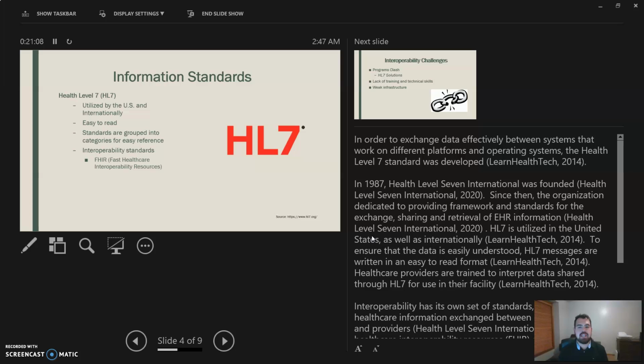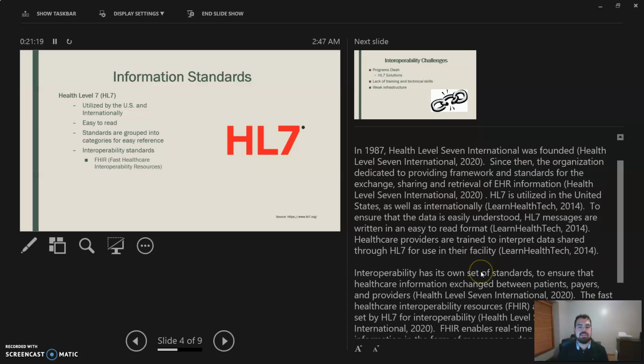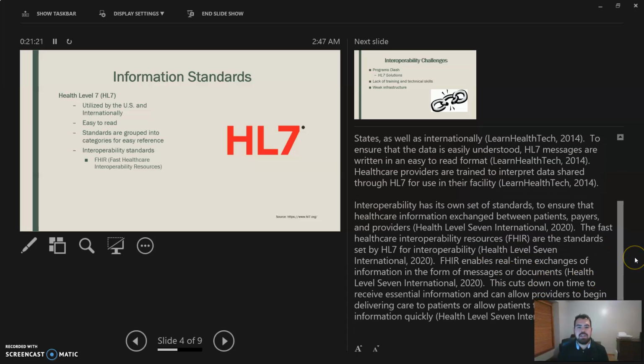To ensure that the data is easily understood, HL7 messages are written in an easy-to-read format, and healthcare providers are trained to interpret data shared through HL7 for use in their facility. Interoperability has its own set of standards to ensure that healthcare information exchanged between patients, payers, and providers are all adhering to those standards.